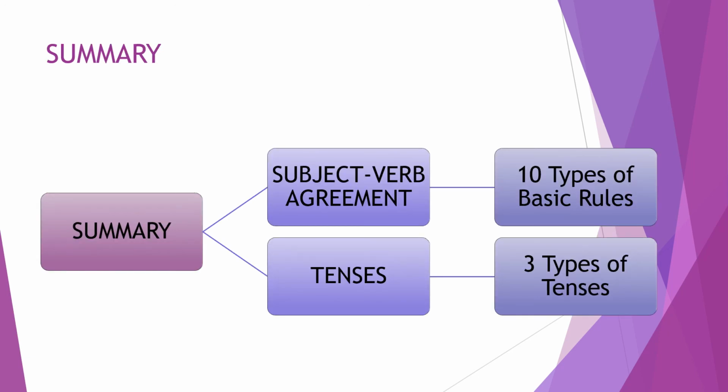So what have you looked at here? Basically, with this set of PowerPoint slides, you have revised your subject-verb agreement. Print it out when you want to write your first draft. It will help. There are 10 basic rules. You'll not be tested, don't worry. And tenses, there are three types of tenses that people normally use in academic writing.